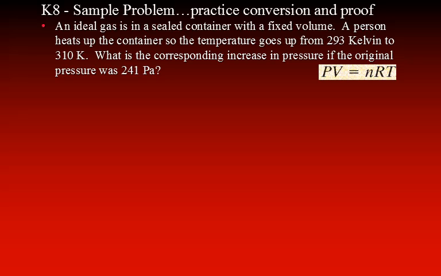Okay, so an ideal gas in a sealed container with a fixed volume. A person heats up the container so the temperature goes from 293 Kelvin to 310 Kelvin. What's the corresponding increase in pressure if the original pressure was 241 pascals?